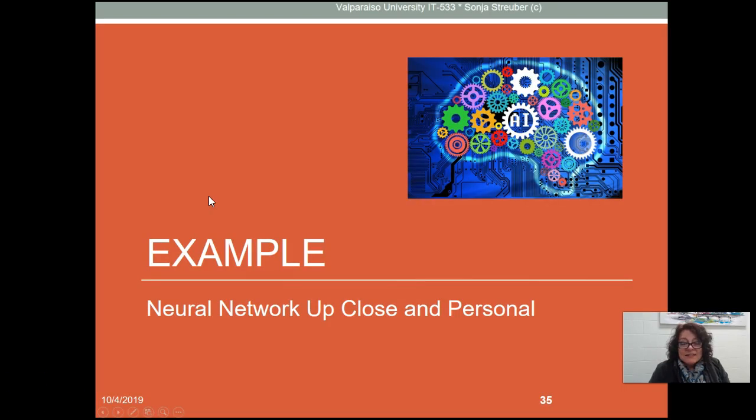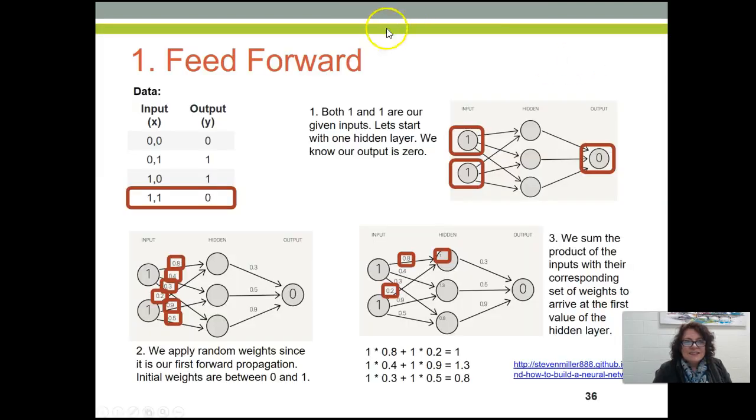And now, let's get up close and personal with the neural network and look at an example. Let's start with our feed-forward process. This is our data set. Our data set has two input attributes, x1 and x2, 4 tuples, and one output class that is either 1 or 0. And we will specifically look at our fourth tuple here, with x1 being 1, x2 being 1, and our y being 0.